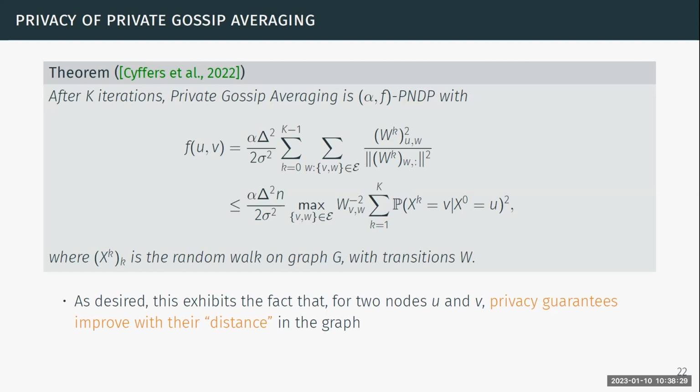So of course, this will be larger for nodes that are close, hence worse privacy guarantees, and it will be smaller for nodes that are far away, hence better privacy guarantees. Okay, so it really captures this notion of distance. It's quite nice. It's an upper bound though, so in practice, if you want the best result, you should use this more ugly and not very interpretable formula. But this upper bound gives this intuition.